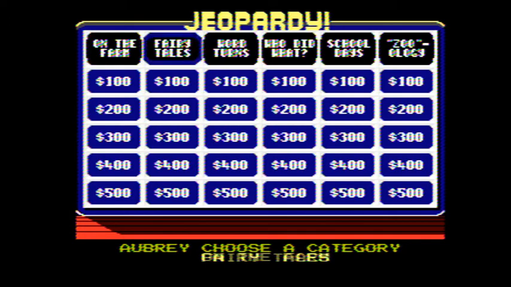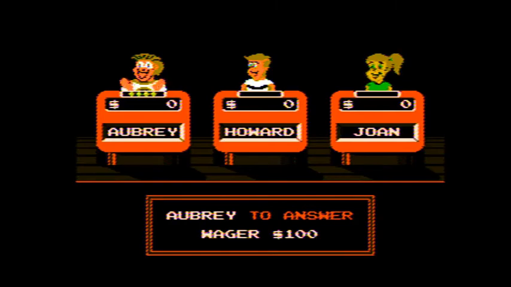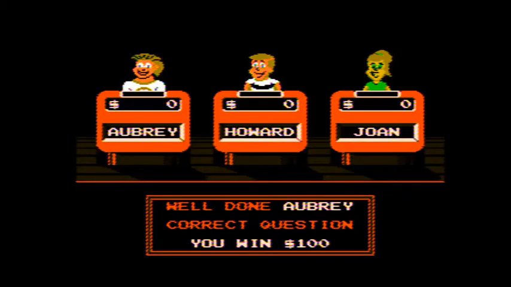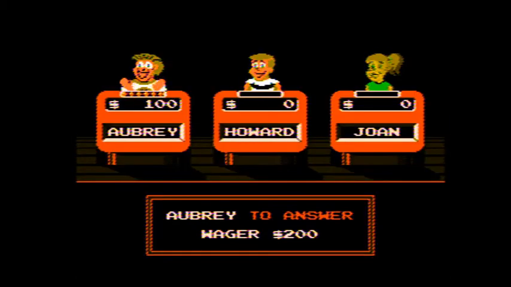Fairy Tales 100. What the Emperor's new clothes were made of. What is nothing. Fairy Tales 200. He said, "Open sesame." Who's Alibaba?